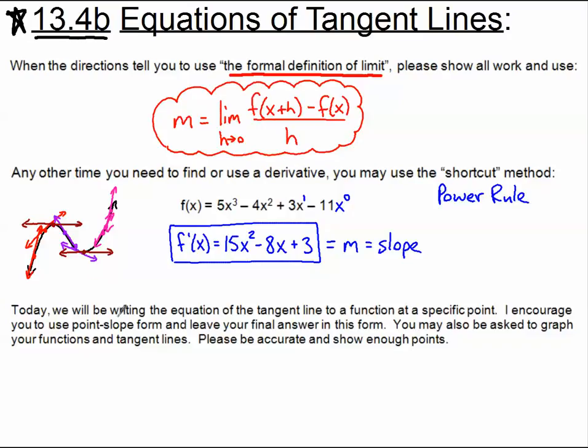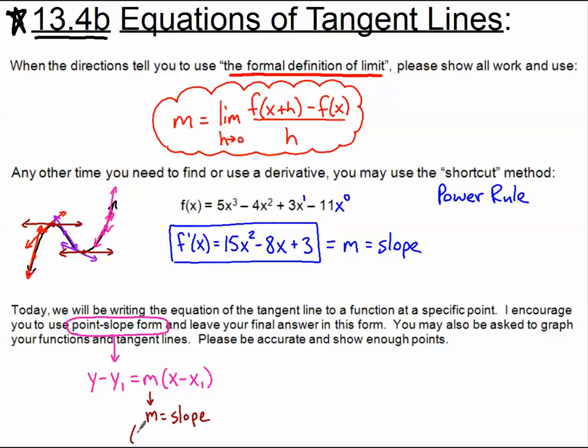Okay, so today we're going to be writing the equation of these tangent lines to this curve at certain points. I encourage us to use the point-slope form of our equation. So let's remind ourselves what point-slope form is. Point-slope form is y minus y1 equals m times x minus x1. That's our point-slope form. Remind yourselves, of course, that m equals the slope. That's where our slope is going to go in our equation.